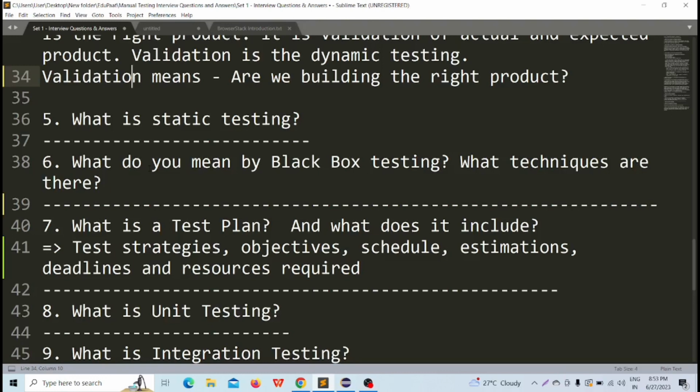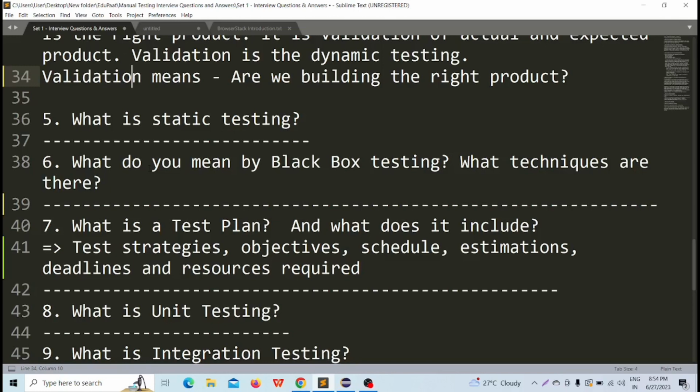So in static testing, we'll review the code, we'll review the requirements, we'll review the customer requirement specification, we'll review the software requirement specification, then the high level design, then the low level design, and then we will do the code walkthrough. So this part comes under static testing. We will do the static testing before the software is deployed.